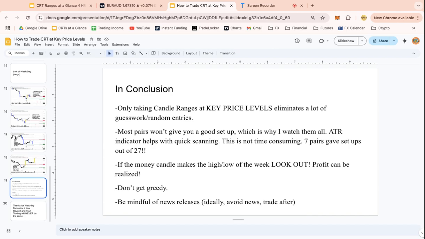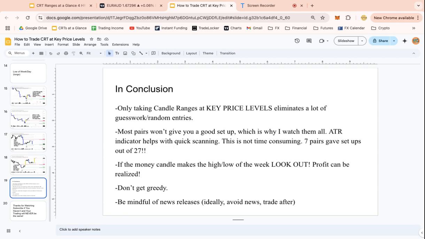But the ATR indicator, the beauty of it, is that it's going to help you with quick scanning. The first thing you're looking for are blue or yellow candles, or whatever color you set up when you set up the ATR indicator. That's the first thing you're looking for: those range candles that have a big average true range that have exceeded it. If you don't see that, you're not trading that pair for that time frame or for that day. So this is not time consuming.